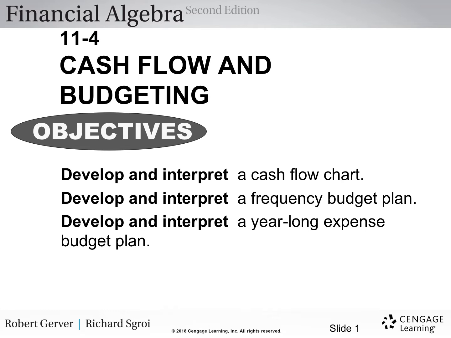This lesson is Chapter 11, Section 4, Cash Flow and Budgeting. The objectives in this lesson are to develop and interpret a cash flow chart, similarly develop and interpret a frequency budget plan, and lastly, develop and interpret a year-long expense budget plan.